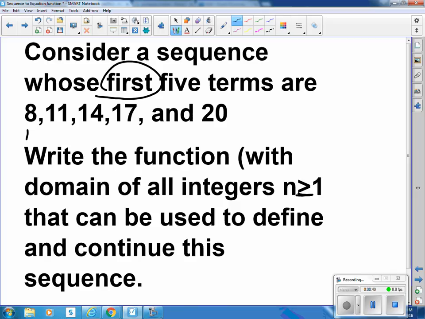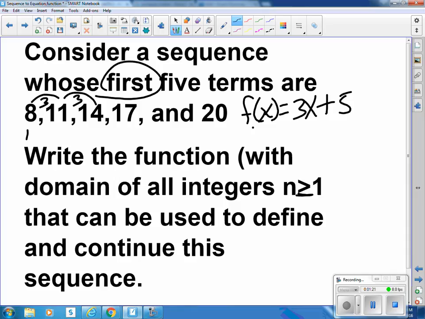Well, if I were to write an equation, it would be f of x equals... so it's going up by 3. 11 minus 8 is 3. 14 minus 11 is 3. So it's increasing by 3 each time. So I could say 3x plus, I need to know where it started at when x was 0. When x was 1, we had an 8, so I'm going to go 1 below that, so 5.